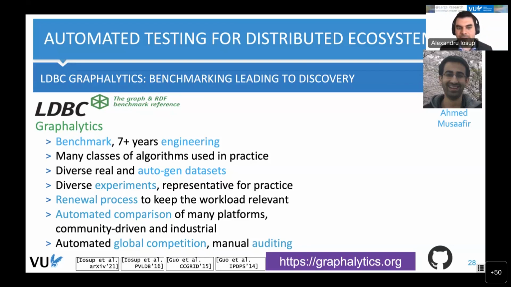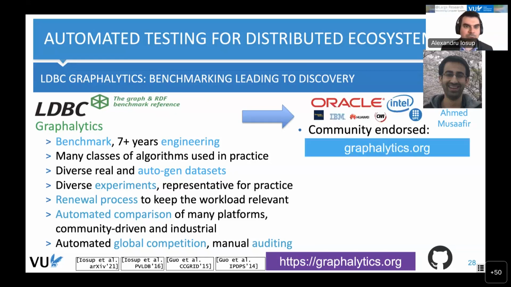And also this Graphalytics is the core of a global competition. So any graph processing system that runs graph analytics as the workload can be benchmarked with this. And it enables manual auditing. So what did we do with this? Well, first, we got a benchmark that is really community endorsed. So right now, Graphalytics is the de facto standard in the industry. And that is the consequence of good engineering. So you really need a benchmark that is well engineered. Otherwise, people cannot use it easily, and they don't.